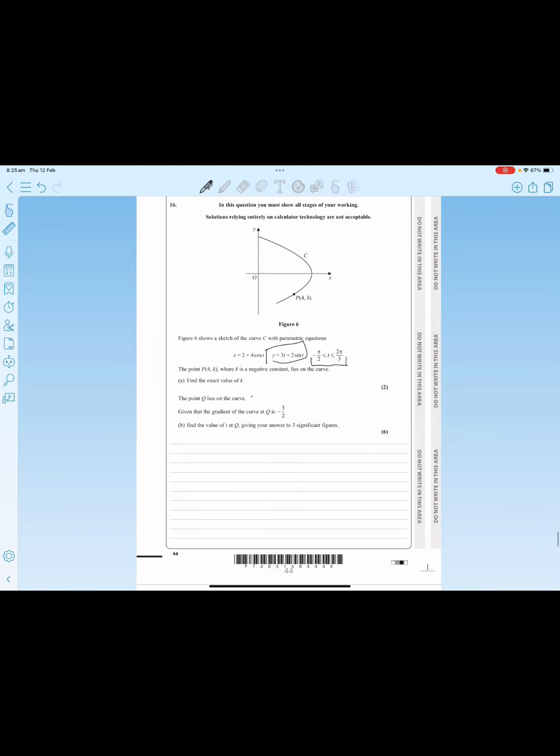B says the point Q lies on the curve. Given that the gradient of the curve at Q is minus 3 over 2, find the value of t at Q, giving your answer to 3 significant figures. Okay, so we're given x and we're given y. So whenever we want to find the gradient using parametric equations, we can combine these two.